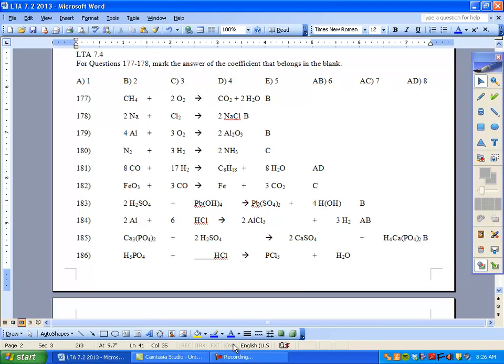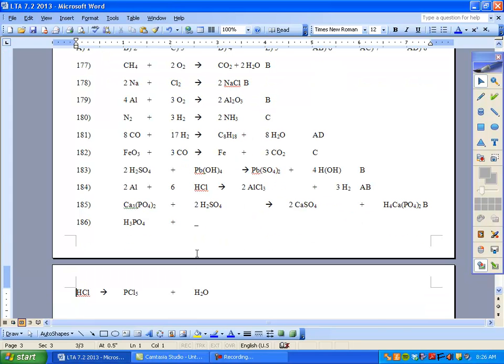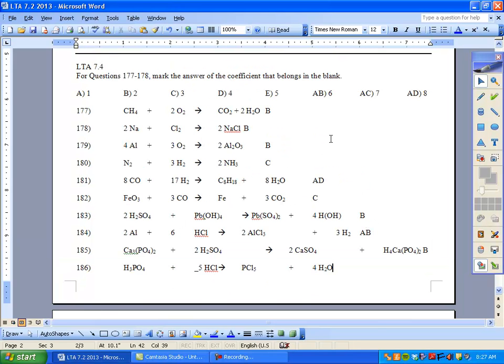Last but not least, we've got our H3PO4 and HCl. I'm going to balance my Cls first, which makes this a 5. This is a 5. So that gives me 8 Hs altogether, which would make this a 4. And then 4 Os, which I have, 1 P, which I have. Everything is good. 5 makes that letter E.